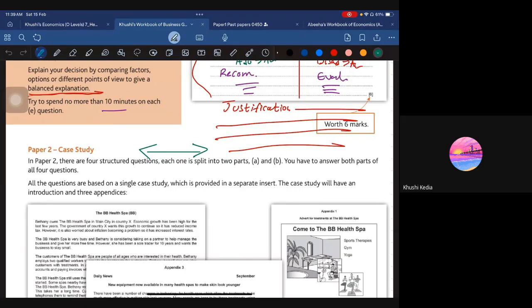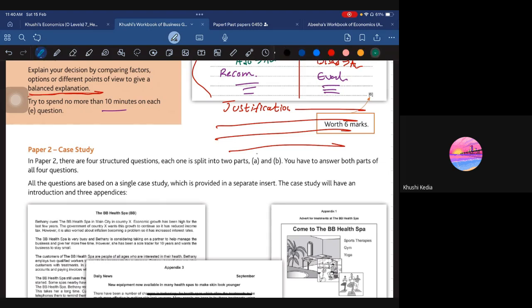Okay, so today we are going to talk about paper two, how to structure a paper two question. The first thing we have here in paper two is a big case study, and there are going to be four questions. Each one will be split into two different parts.